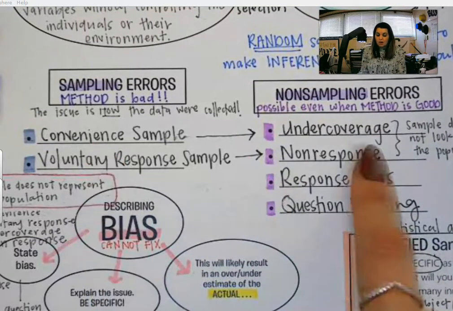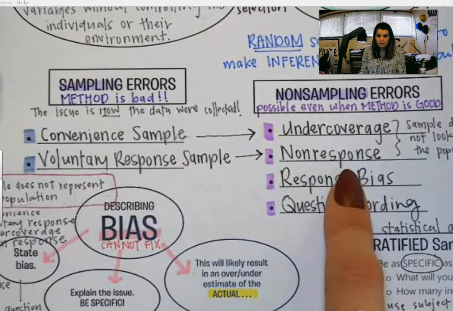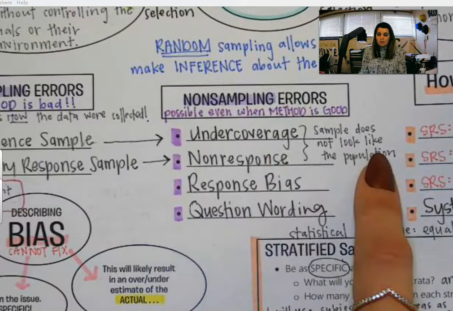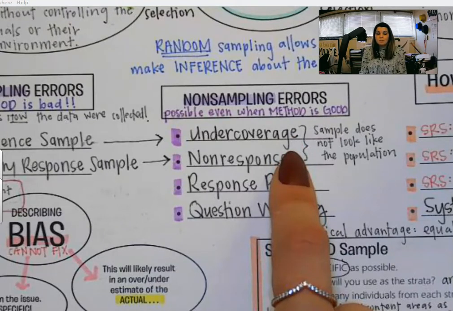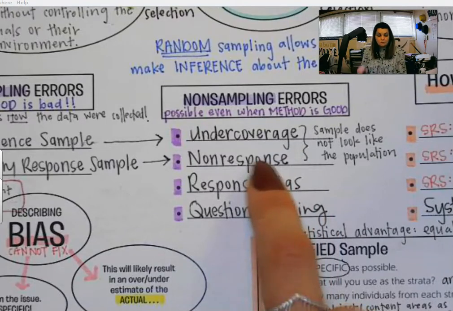Convenience sampling often results in undercoverage. Voluntary response often results in non-response bias. In both of these top two situations, the sample does not look like the population. Undercoverage means somebody is underrepresented. Non-response, same thing. Somebody's underrepresented, but the issue is that they just didn't respond.